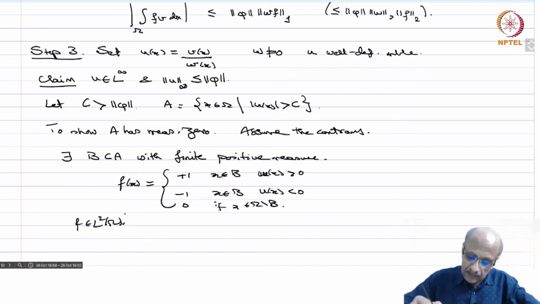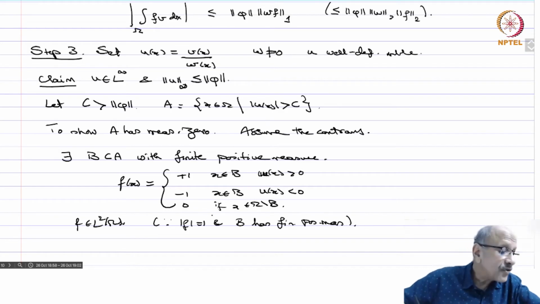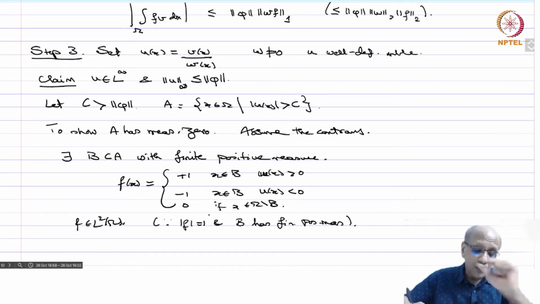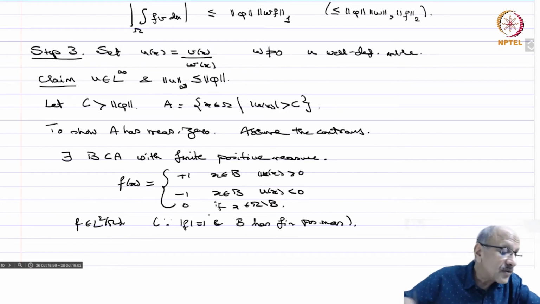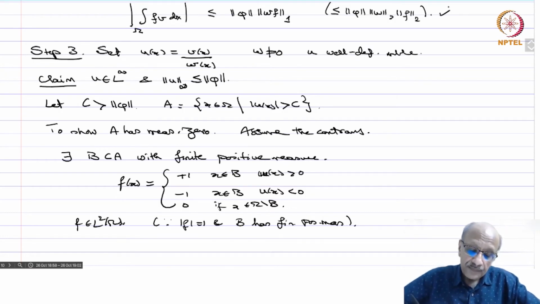B has finite measure, since mod f equals 1 on B and 0 on omega minus B, and B has finite positive measure. So therefore f is in L2. So we can use this f in our previous inequality here. Okay, so what is v? v is nothing now, u times w.